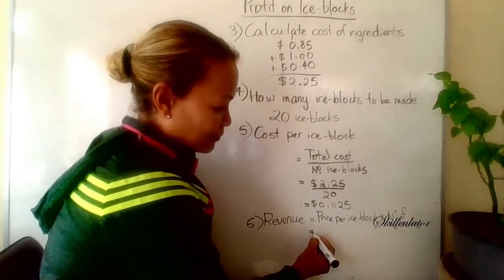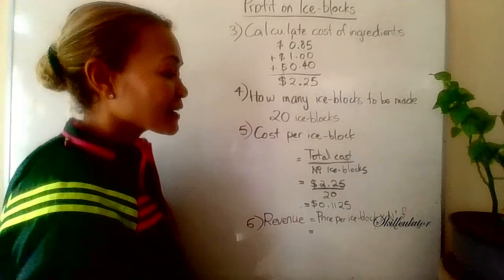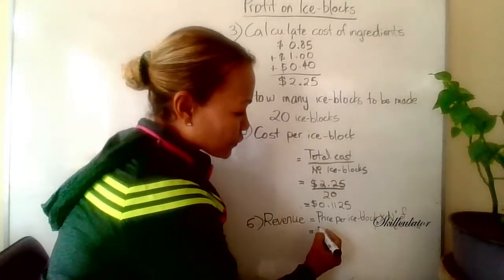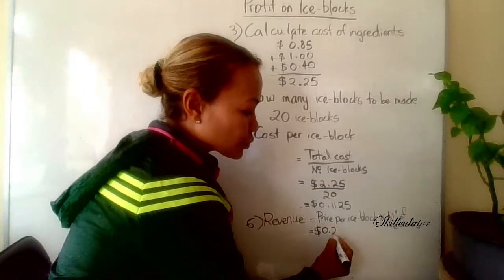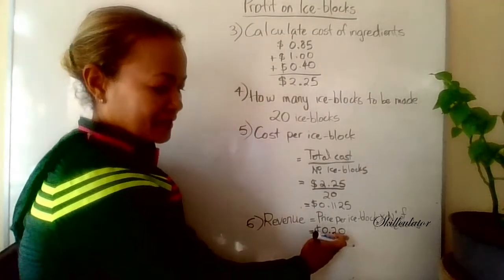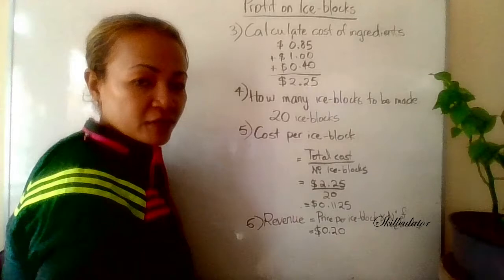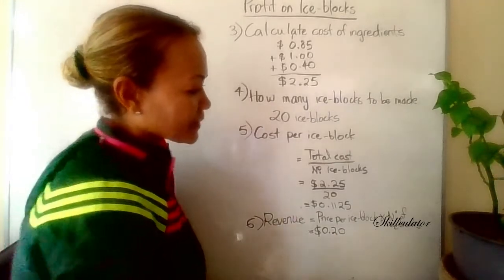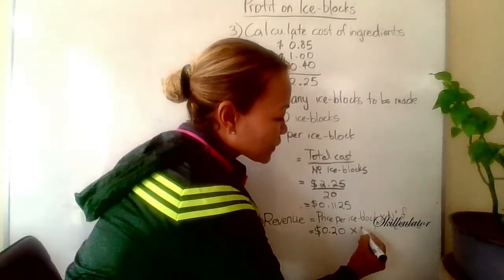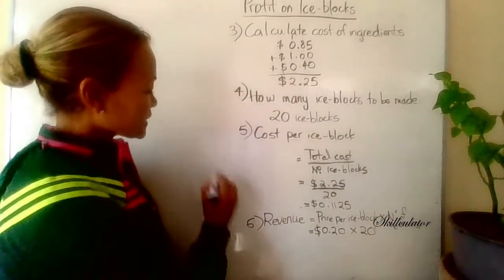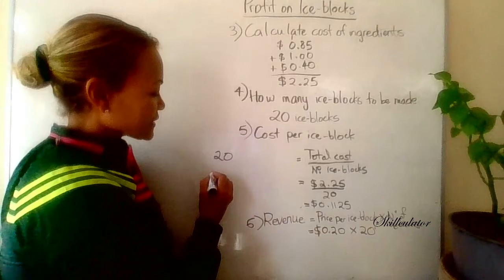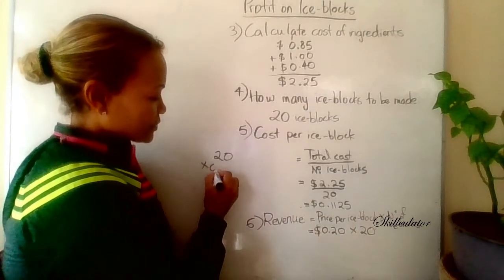Alright. Price per ice blocks. What did we say it was going to be? 20 cents. If we were putting it in the dollar form, it would be 0.20. Right? 0.2 of a dollar is 20 cents. 20 cents multiplied by 20 ice blocks. 20 times 20, let's do it quickly on the side here. 20 times 0.20.